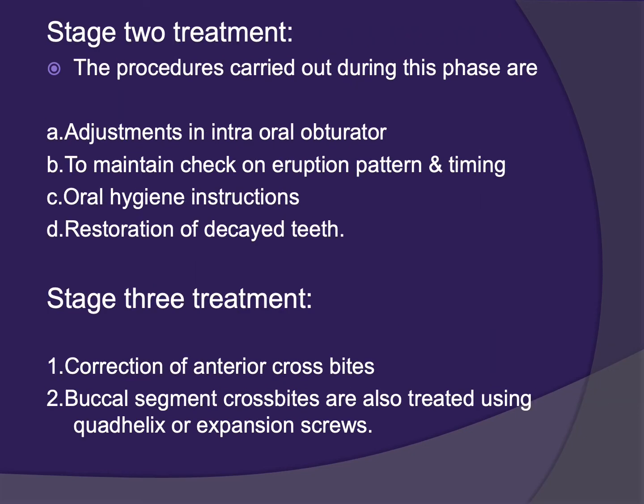Okay, now we will move into stage 2 treatment. At this stage, the patient will be around 18 months of age, and the treatment for stage 2 is carried out during the primary dentition. The procedures carried out during this phase are adjustment of the intraoral obturator, to maintain and check up eruption pattern and timing, oral hygiene instruction, and restoration of decayed teeth.